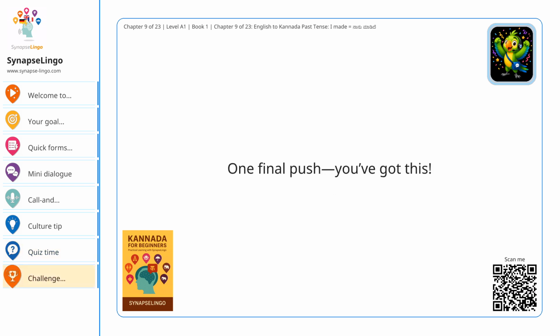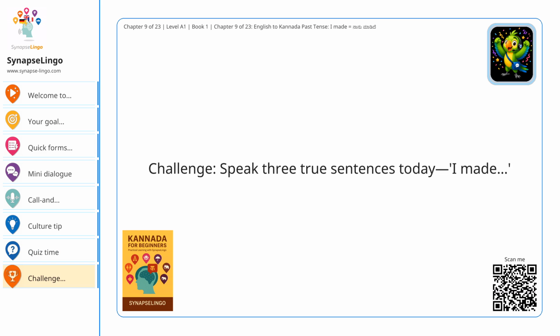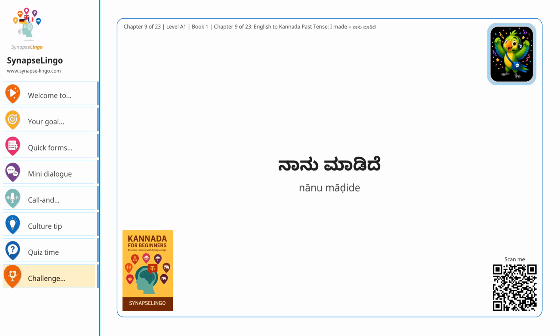Challenge and wrap up. One final push. You've got this. Challenge: speak 3 true sentences today. I made. ನಾನು ಮಾಡಿದೆ. You made. ನೀನು ಮಾಡಿದೆ. We did. ನಾವು ಮಾಡಿದೆವು. Then swap in, she made. ಅವಳು ಮಾಡಿದಳು. It made. ಅದು ಮಾಡಿತು. And, you all made. ನೀವು ಮಾಡಿದಿರಿ. Use the base verb ಮಾಡು in new contexts.